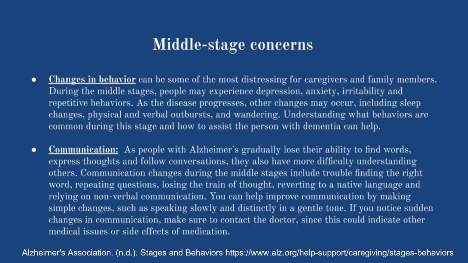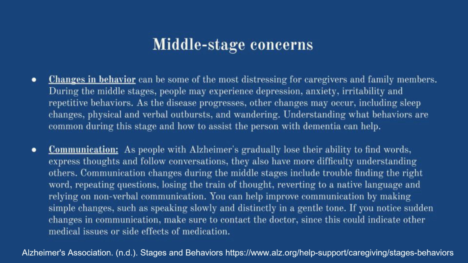Communication is a concern during the middle stage, as people with Alzheimer's gradually lose their ability to find words, express thoughts, and follow conversations. They also have more difficulty understanding others. Communication changes during the middle stages include trouble finding the right word, repeating questions, losing the train of thought, reverting to a native language, and relying on nonverbal communication. You can help improve communication by making simple changes, such as speaking slowly and distinctly in a gentle tone.